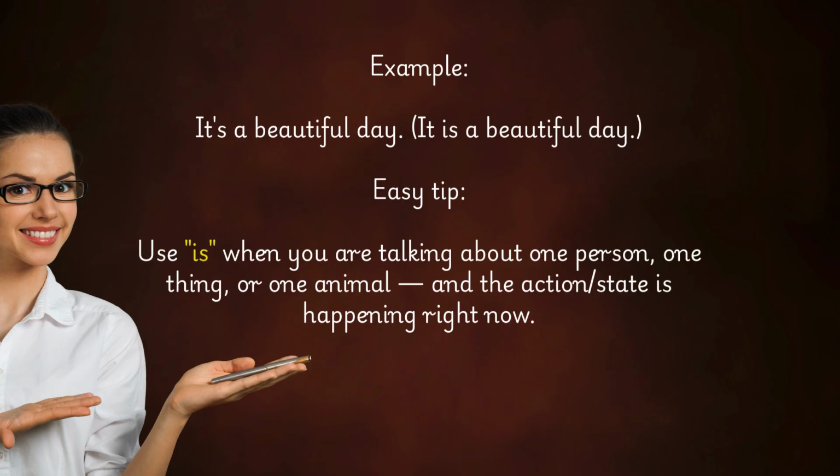Easy tip: use "is" when you are talking about one person, one thing, or one animal, and the action or state is happening right now.